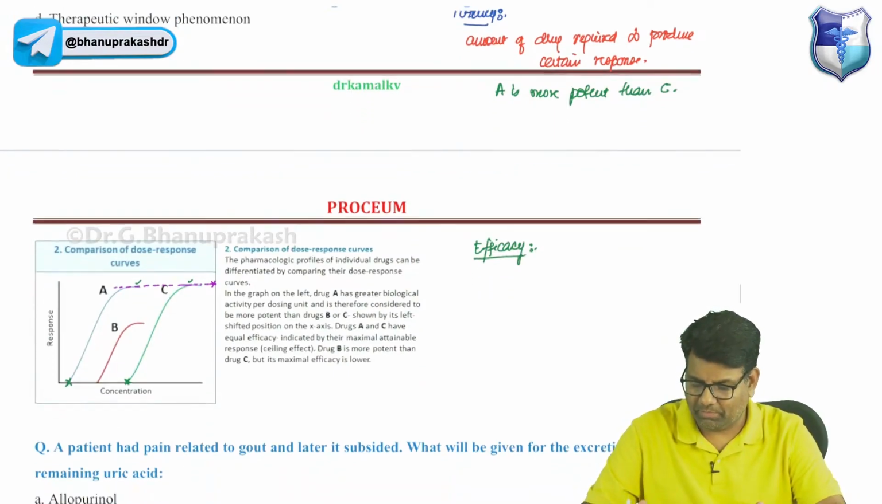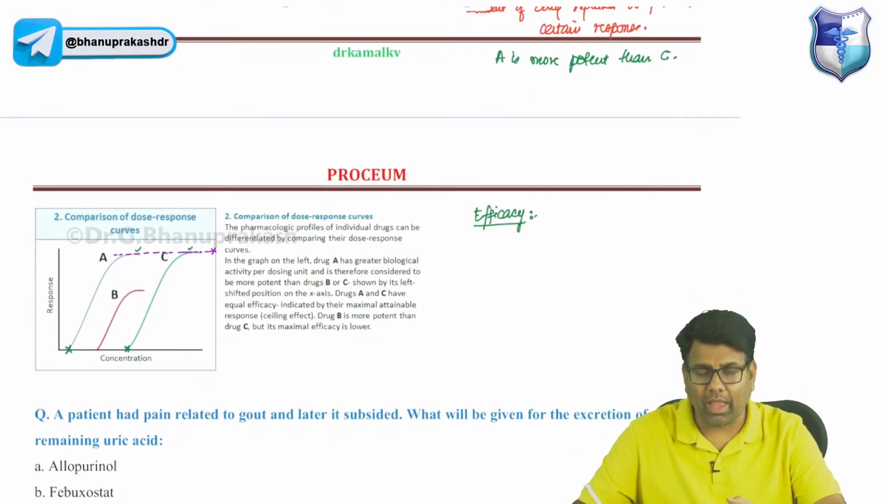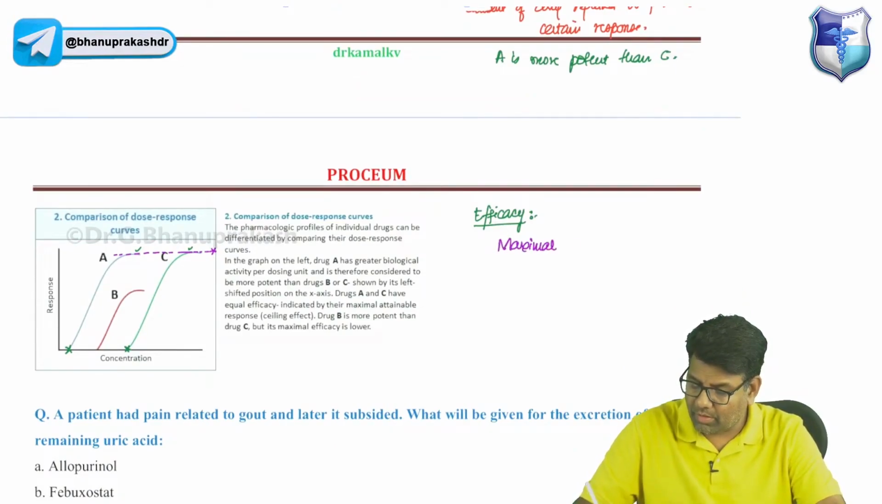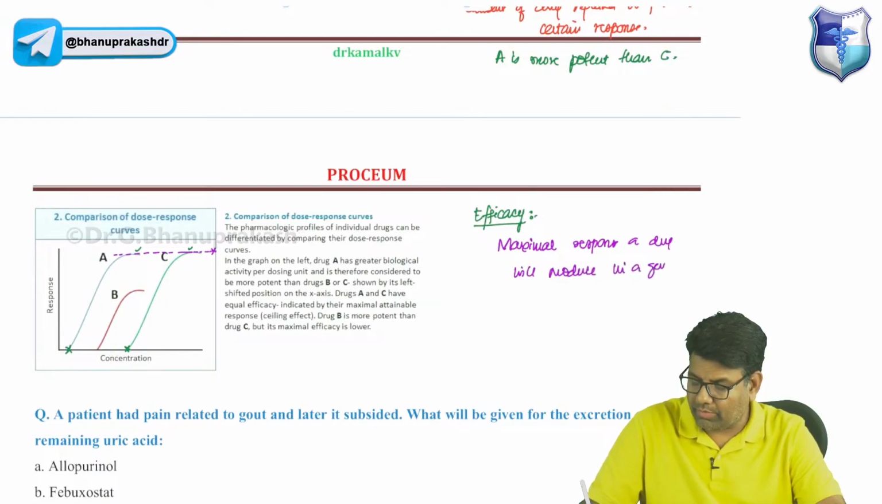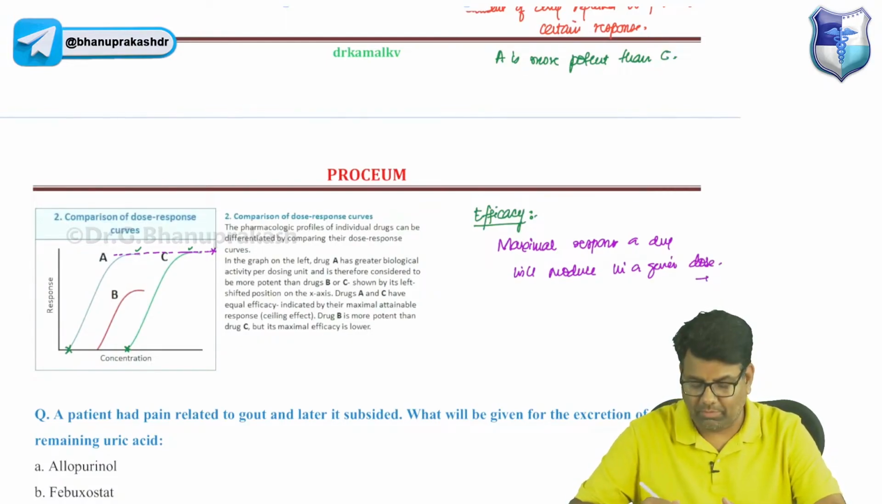Clear? So whatever amount of drug for a particular effect will decide whether it is more potent or less potent. Now another term is efficacy. Efficacy means the maximal response a drug will produce in a given system, right? So if you are giving the same dose and then you look at the height of the curve, that is known as efficacy.